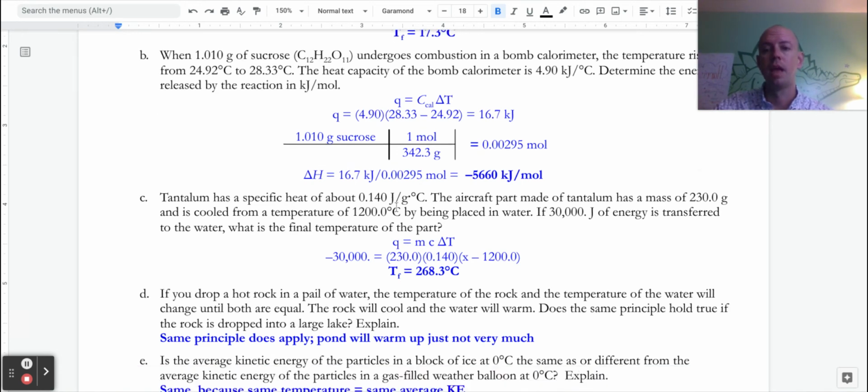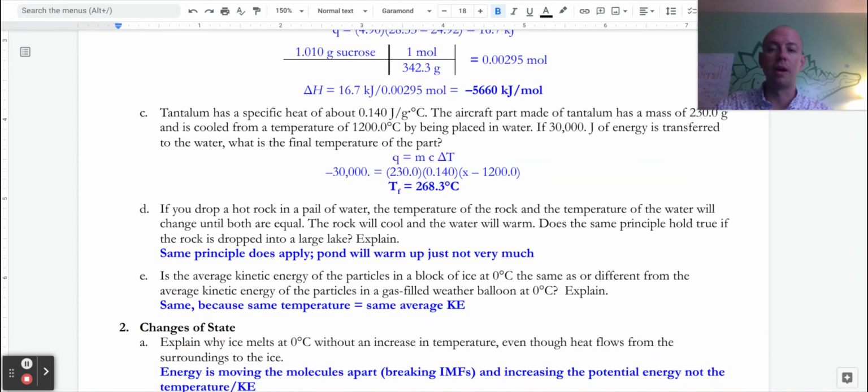And then a few conceptual ones to connect here. When we drop a hot rock in a pail of water, the rock and water change until they're equal. The rock cools down, the water warms up, and we can probably measure both of those temperature changes. And if we're asked, does the same thing hold true in a large lake? The answer is yes. It's the first law of thermodynamics. It's the law of conservation of energy. Yes, but we would almost not even measure a temperature change on the pond.